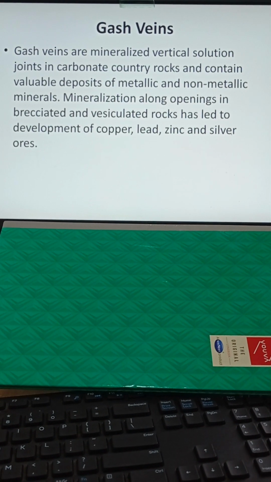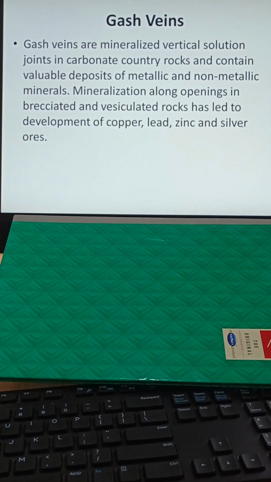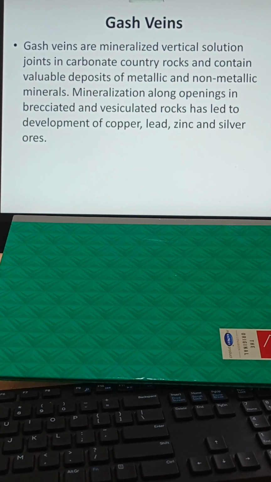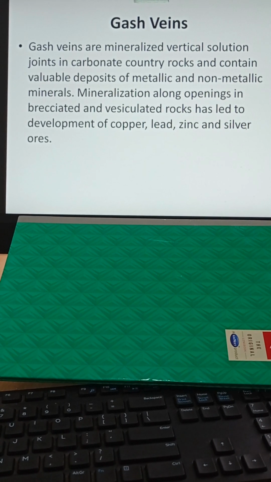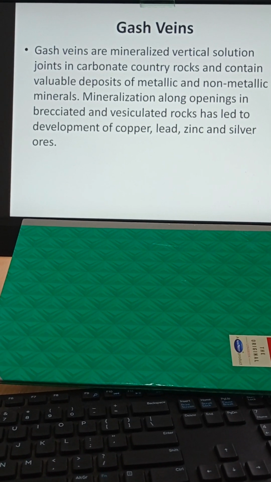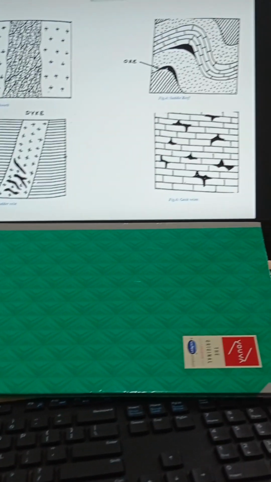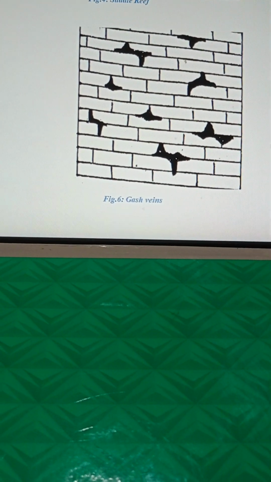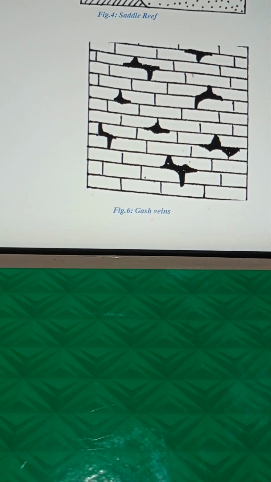Gash veins. Gash veins are mineralized vertical solution joints in carbonate country rock and contain valuable deposits of metals, metallic and non-metallic minerals. Mineralization along openings in brecciated and vesiculated rock has led to development of copper, lead, zinc and silver ore. This is a carbonate rock and these black spots are your gash veins.